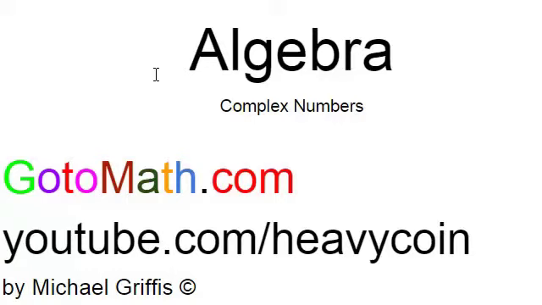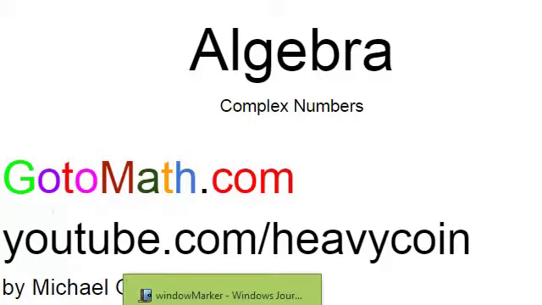Hey, we're doing some algebra, and we're going to be looking at the complex numbers. This first part is going to be an introduction and looking at the big picture.